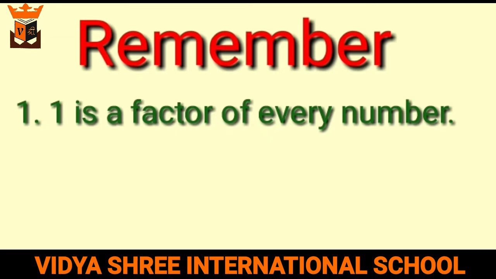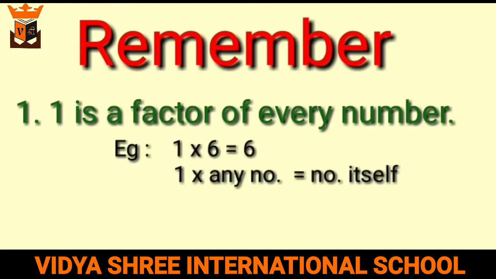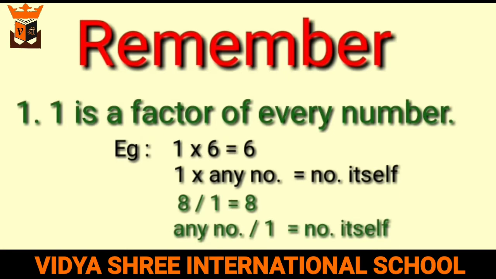Now let us look at certain points which we need to understand related to a factor with the help of examples. First one, 1 is a factor of every number. For example, 1 multiplied with 6 is equal to 6. So 1 multiplied with any number gives the number itself. 8 divided by 1 is equal to 8. So any number divided by 1 gives the number itself. Hence we can say 1 is a factor of every number.